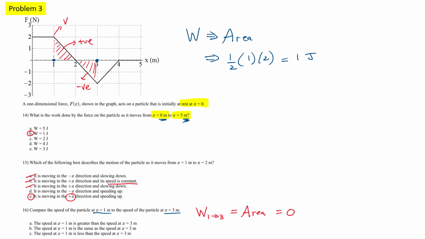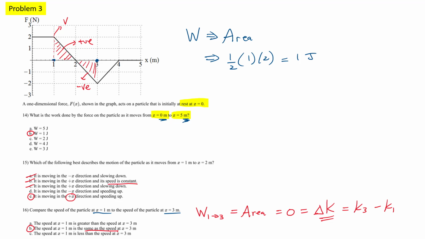So what does that mean? It means that if you apply the work energy theorem, which says the work done in any period is equal to the change in kinetic energy between those two positions, then the kinetic energy at x equals 1 is equal to the kinetic energy at x equals 3, because this is K3 minus K at 1 meter. Therefore, if the kinetic energy is the same, the speed is the same. So really the best choice for this one is choice B, because the speed is going to be the same, since there is no net work being done.